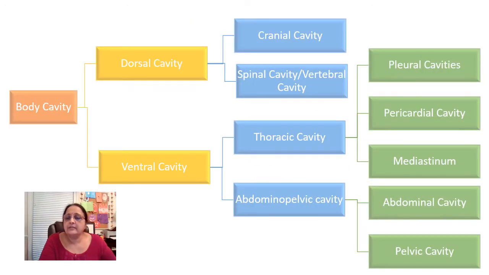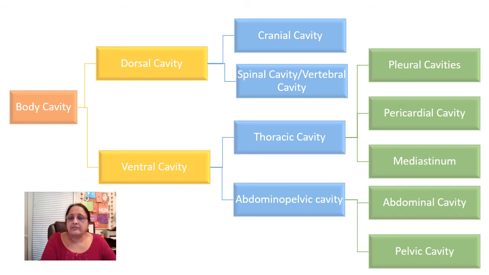So let's see the graphic organizer for the body cavity. As we discussed earlier, body cavities are divided into two mainly: one is the dorsal body cavity and one is the ventral body cavity. The dorsal body cavity has the cranial cavity and the spinal cavity. The spinal cavity is also known as the vertebral cavity. Then the ventral cavity is divided into the upper thoracic cavity and the lower abdominopelvic cavity.